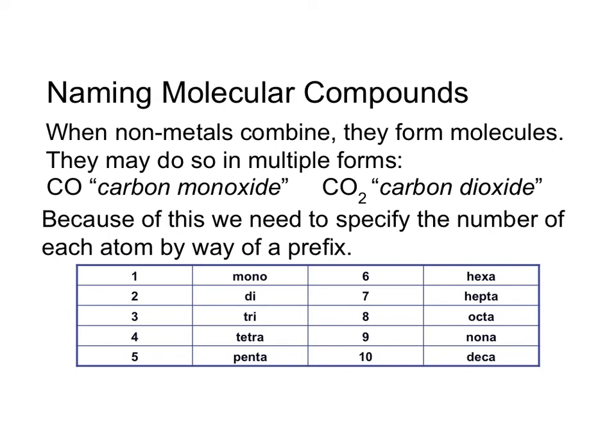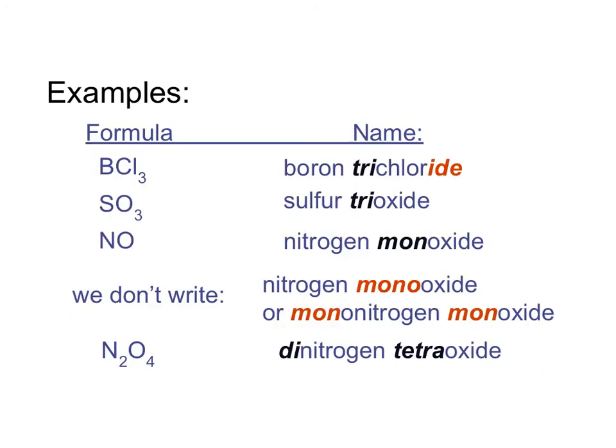Because of this, in molecular compounds, we need to specify the number of each atom with a prefix. And so we see some examples here. In BCl3, we have one boron atom and three chlorine atoms. Therefore, we have boron trichloride. In SO3, one sulfur atom, three oxygens, for sulfur trioxide. In NO, one nitrogen atom, one oxygen atom, so we get nitrogen monoxide.